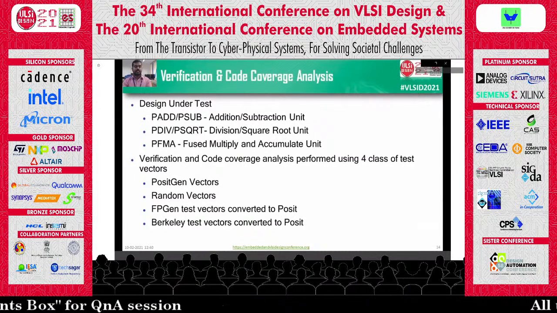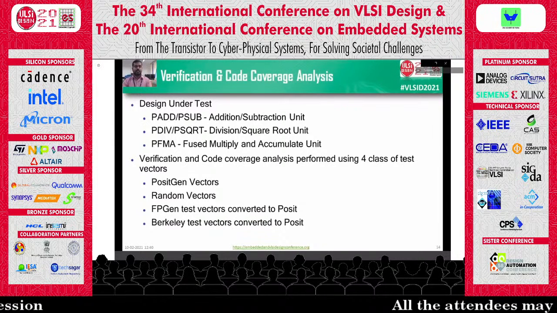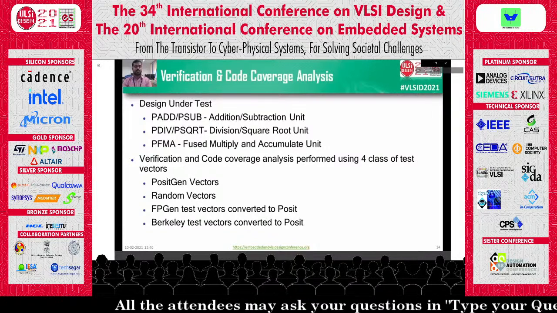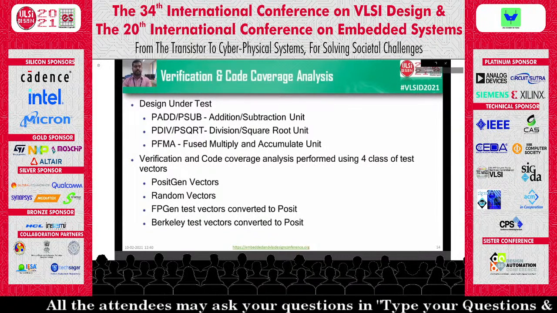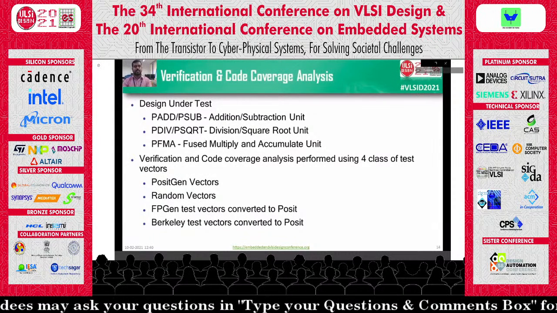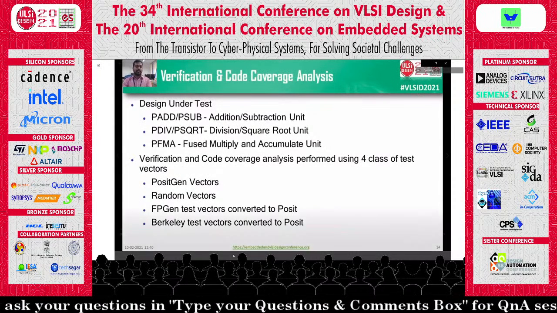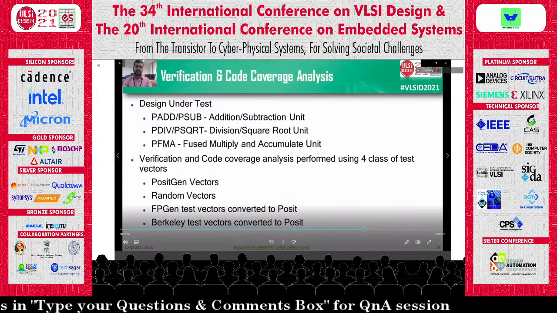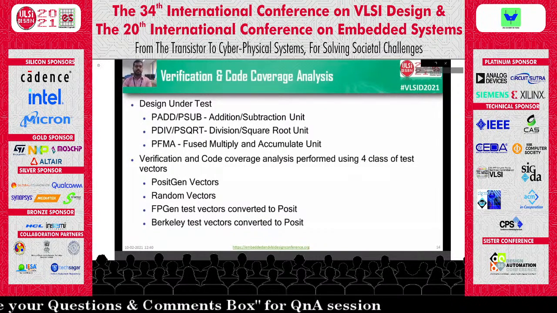For verification and code coverage analysis, we have developed 3 POSIT functional units using Verilog RTL. The functional units are POSIT addition subtraction, POSIT fused division and square root, and POSIT fused multiply accumulate unit. These 3 functional units are verified, validated and code coverage analysis performed using POSIT-gen test vectors, random test vectors, IBM FPGen test vectors converted to POSIT, and Berkeley TestFloat test vectors converted to POSIT.